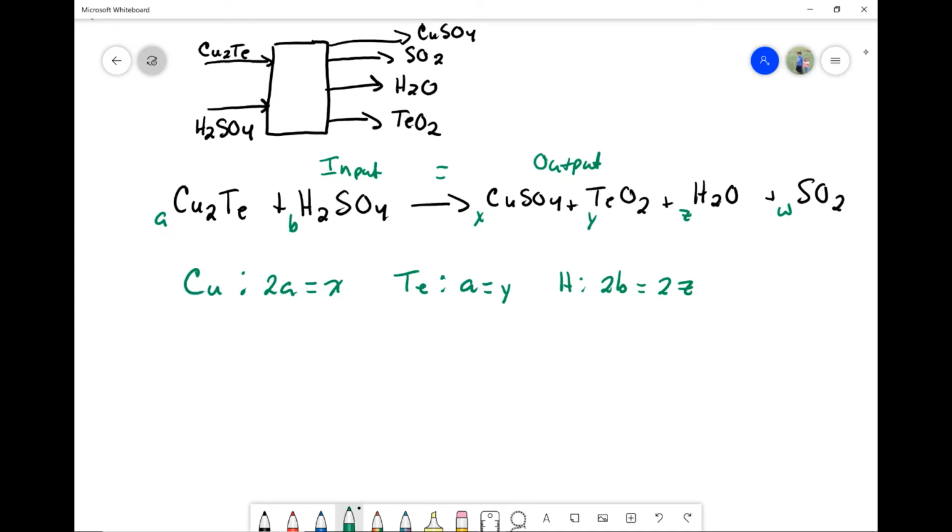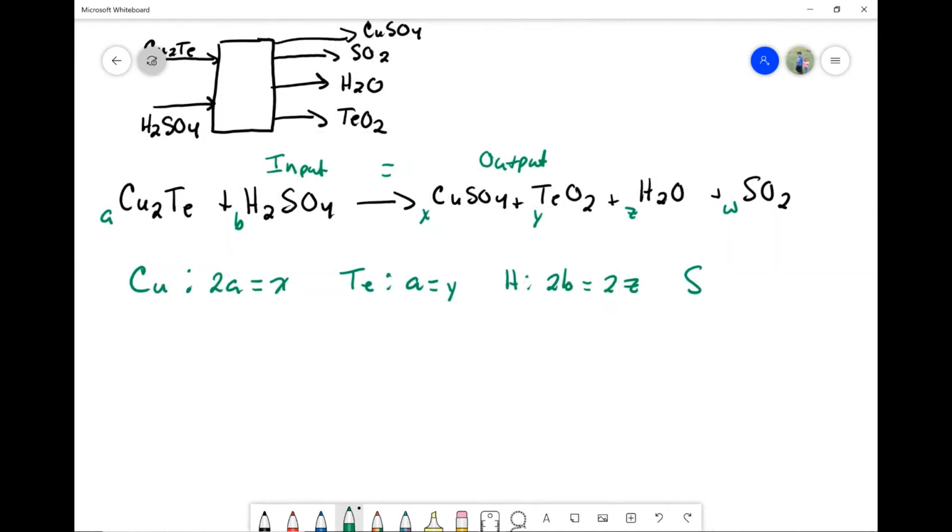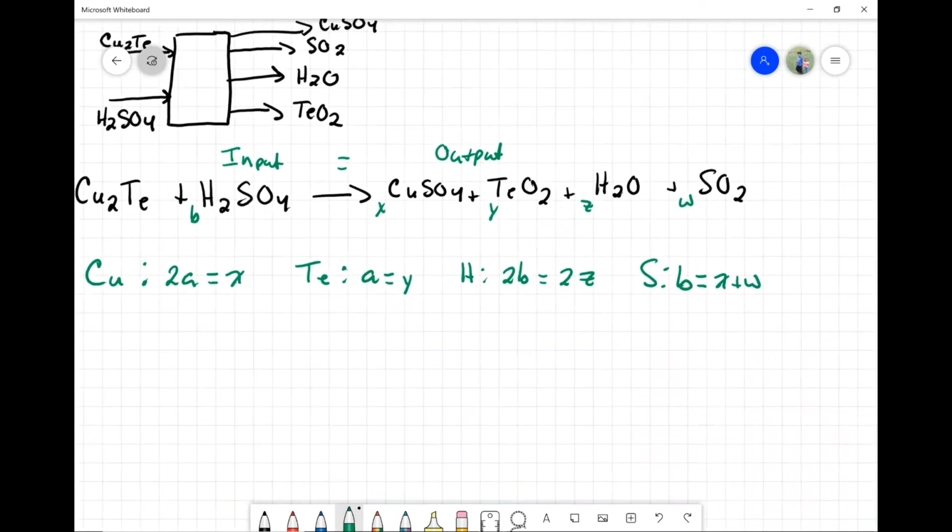For sulfur, we have it only once here. Sorry about my pause. We have one sulfur here, and we have another sulfur here. So SB equals X plus W.